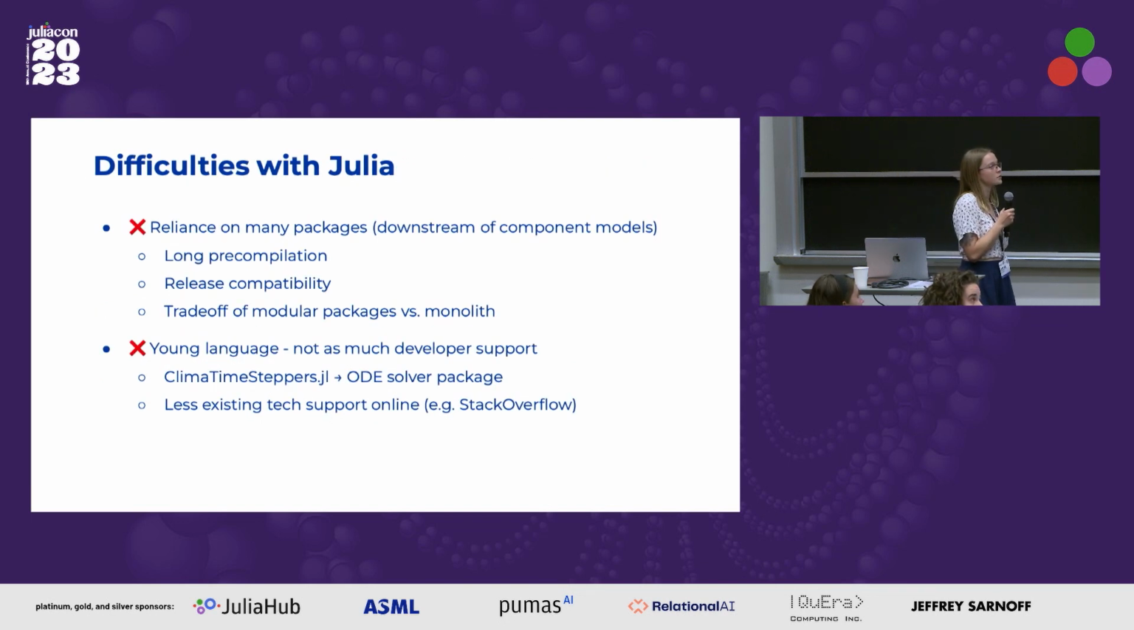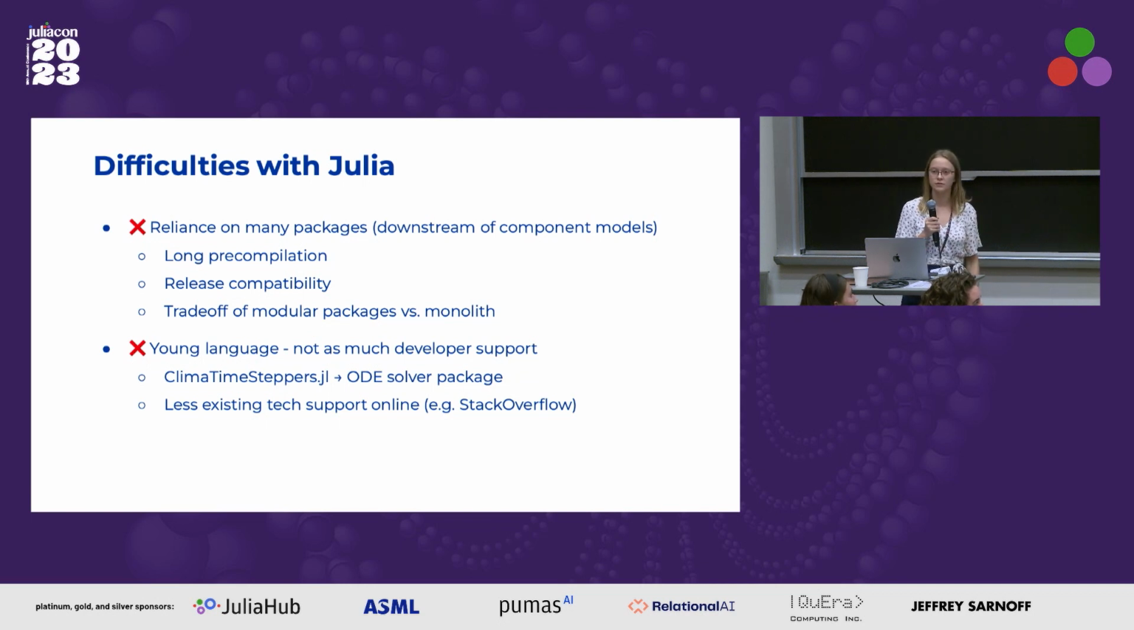Unfortunately, we've also encountered some problems with working in Julia. No language can be perfect, so one of the issues that we face as the coupler is that we're downstream of many packages. We're downstream of all of the component models as well as everything that they depend on. And so this can lead to longer precompilation as well as difficulties.